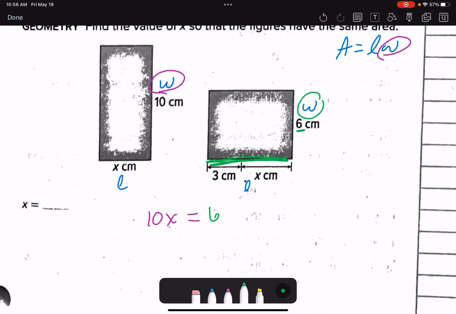Now, what would be wrong? Don't do this. This is wrong. We're not doing that. And the reason why is because the formula is length times width. So this is addition. We don't want that. We need to have a multiplication indicated here. So the x is getting added to the 3 and the 3 alone. So we do that with parentheses.